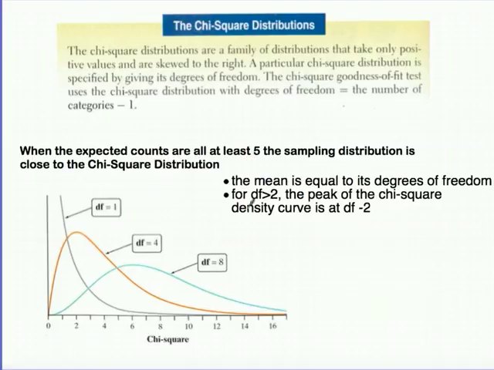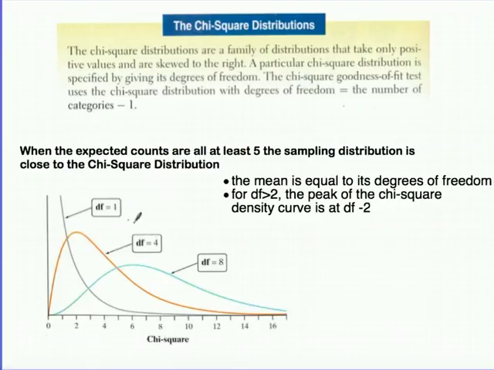So there are a couple of things that you need to remember. The first is that the mean is going to be equal to its degrees of freedom. The second is that for degrees of freedom greater than 2, the peak of the chi-square density curve is at degrees of freedom minus 2.